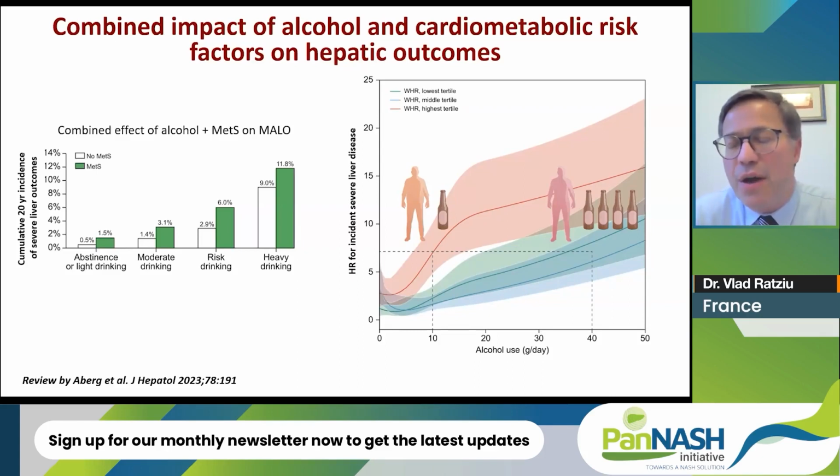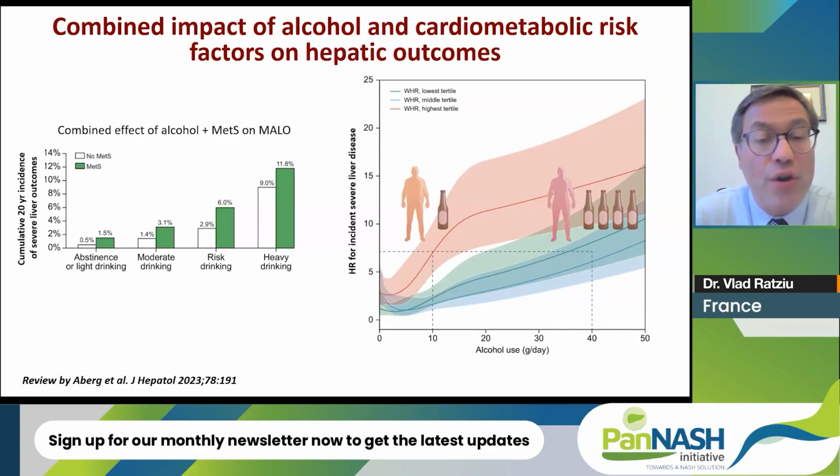And you can see on this right part of the graph here that patients that drink 40 grams of alcohol per day can have the same level of severe liver disease as those that drink only 10 grams of alcohol per day, if the latter patients have an increase in visceral adiposity. In other terms, if you have metabolic risk factors, drinking even less alcohol than what used to be considered harmful could end up in having more severe liver disease.